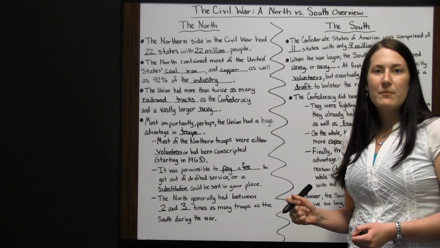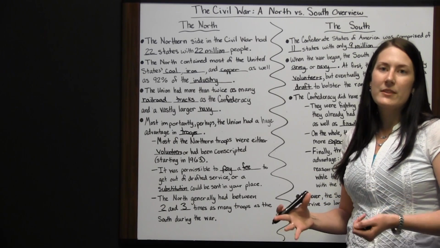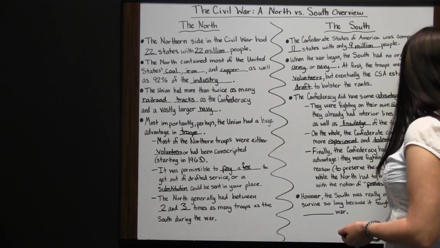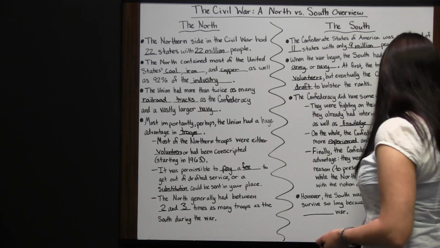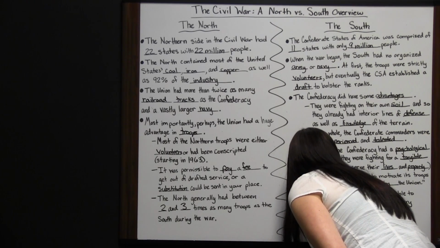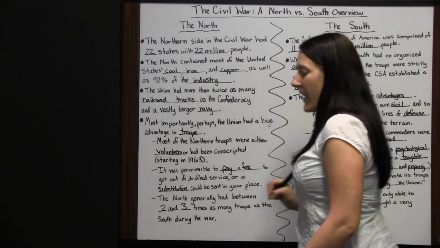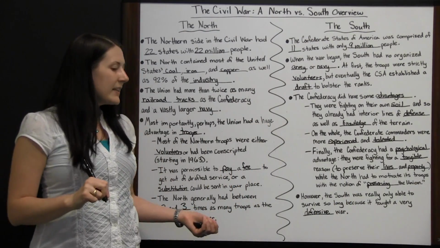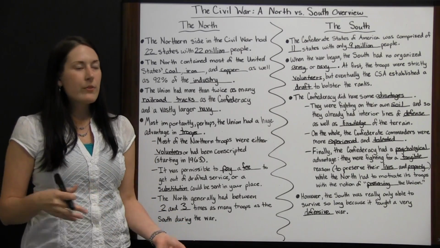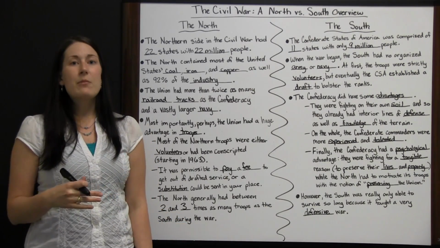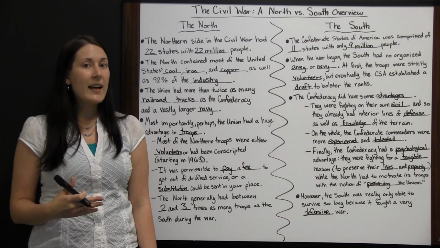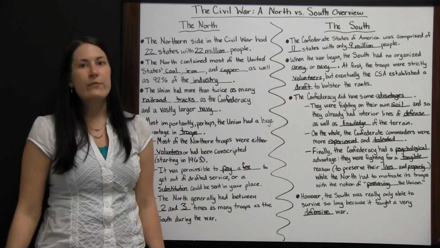So they were fighting to keep something, where the North was just kind of fighting to put something back together, to keep the Union together. However, the South was really only able to survive so long because it fought a very defensive war. So they did have those interior lines of defense. They had those commanders who were more experienced and talented and knew what would work best for the South with its smaller number of troops. And so the South was able to make the Civil War last a lot longer than the North originally thought that it would last. And that's because it fought a very defensive war.